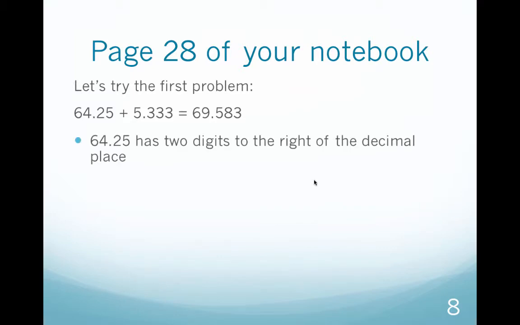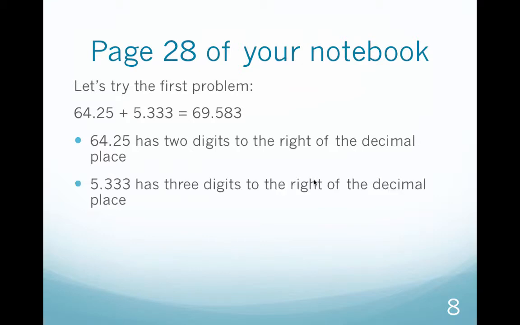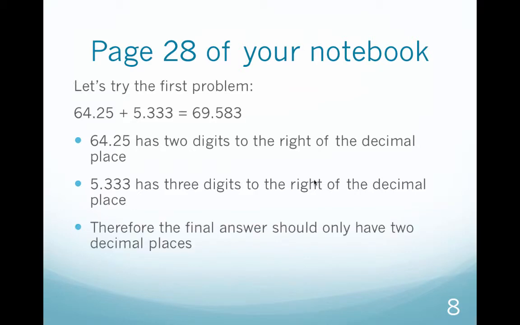64.25 has 2 digits to the right of the decimal place. 5.333 has 3 digits to the right of the decimal place. Therefore, the final answer should only have 2 decimal places. So you can see I went ahead and showed you through bolding the number what you're rounding to. That 8 is what you round to because it's the second decimal place. The number next to it, 3, is lower than 5. So your correct answer is 69.58. If you don't remember how to round numbers, that is something I will go over with you next class.